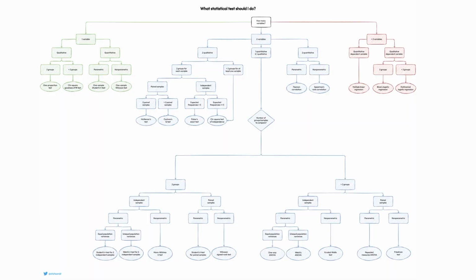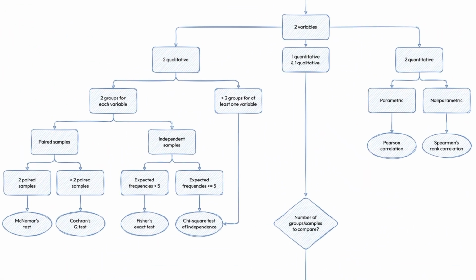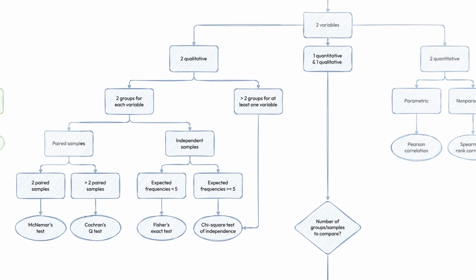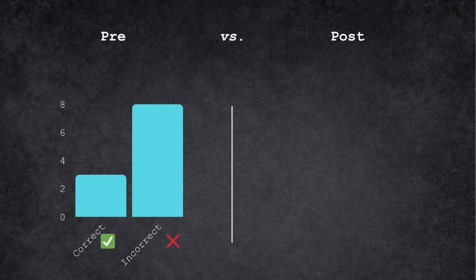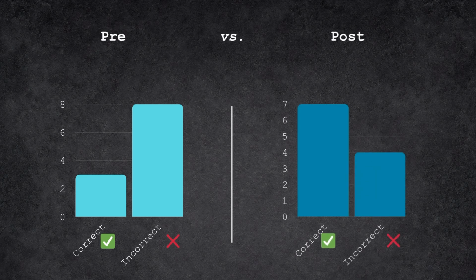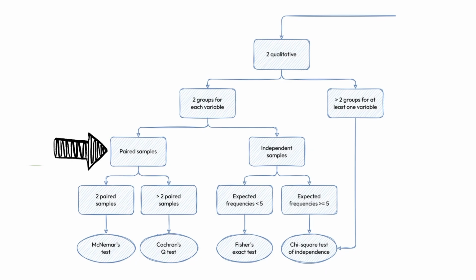Next up, what about when you have two variables? Most classic tests live here. If both of your variables are qualitative, an example of paired samples might be testing whether the proportion of patients that correctly identify facial emotions changes before versus after a training program. Here it's paired samples because the same people are measured twice, and qualitative because it's a binary, correct-incorrect outcome variable.